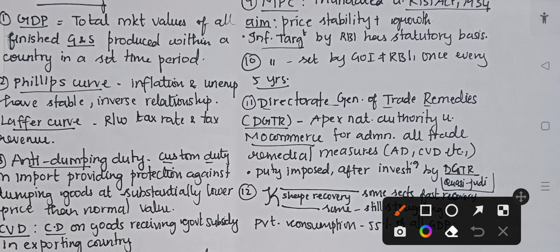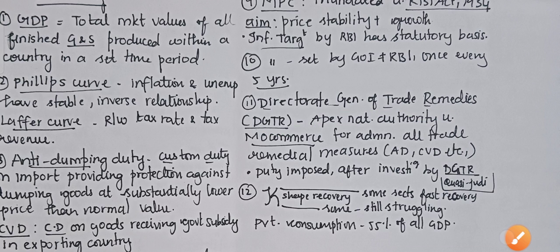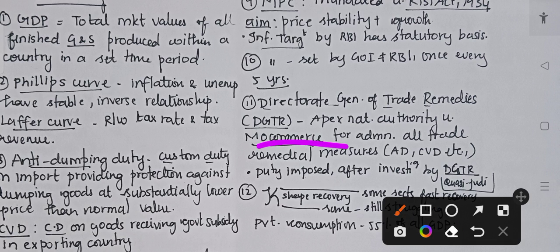And the next fact is about the Directorate General of Trade Remedies, DGTR. This is the apex national authority under the Ministry of Commerce for administering all trade remedial measures, that is anti-dumping, countervailing duty, etc. Duty is imposed after investigation by DGTR, which plays a quasi-judicial role. This Directorate General of Trade Remedies is under the Ministry of Commerce. We have to remember this.